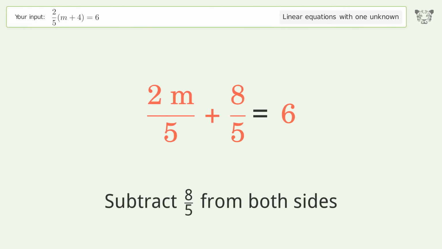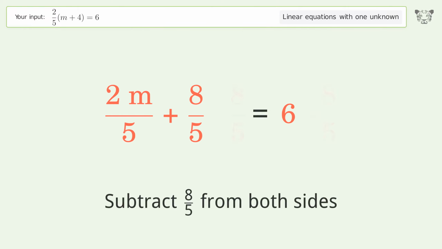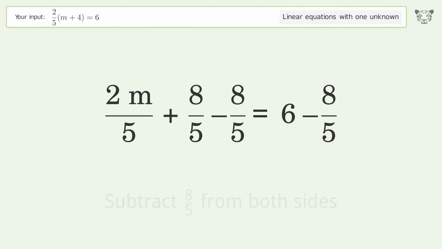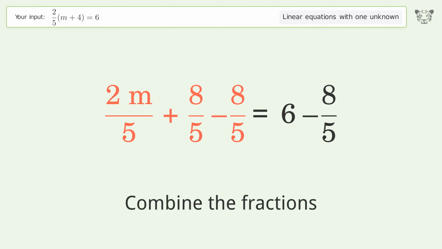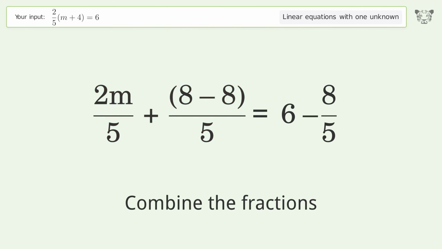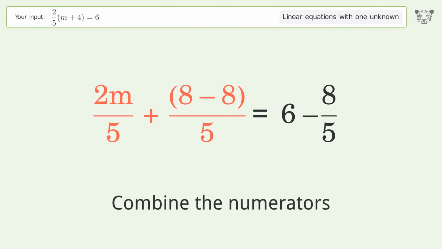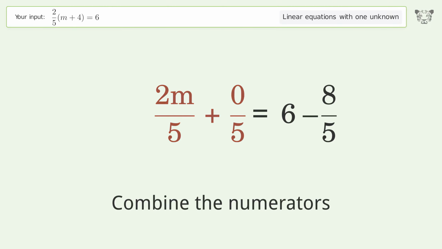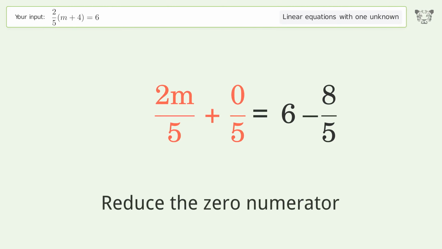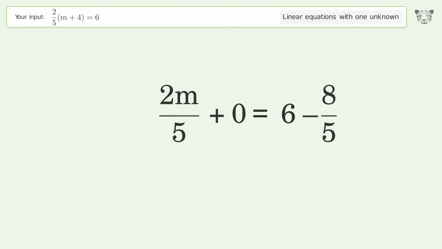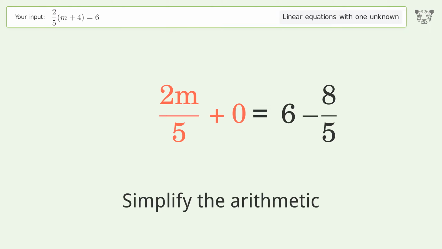Subtract 8/5 from both sides. Combine the fractions. Combine the numerators. Reduce the zero numerator. Simplify the arithmetic.